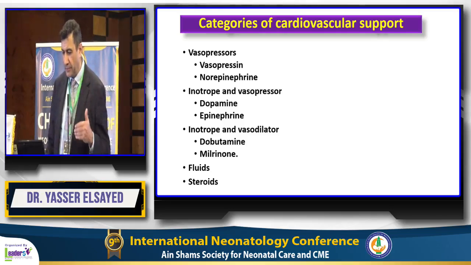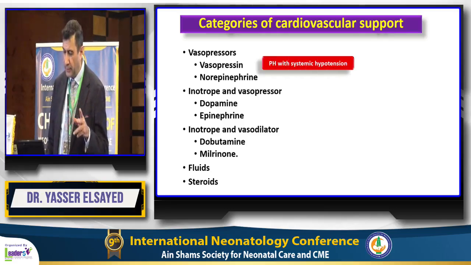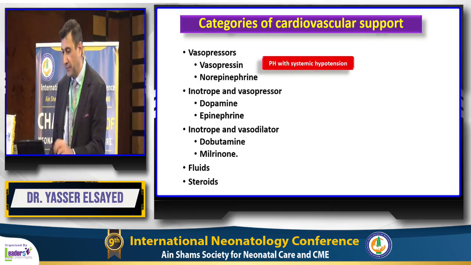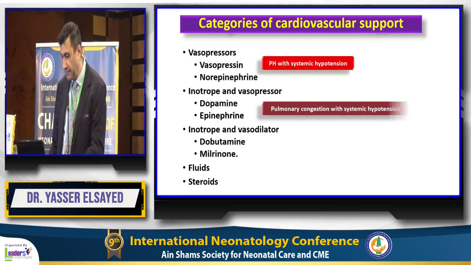So we have vasopressors, inotropes, inotropes with vasodilator effect, fluids, and steroids. For vasopressors: if you have pulmonary hypertension together with systemic hypotension, you can use vasopressin or norepinephrine. Inotropes and vasopressors are used for pulmonary congestion with systemic hypotension.